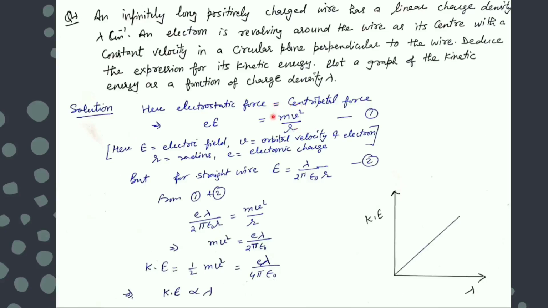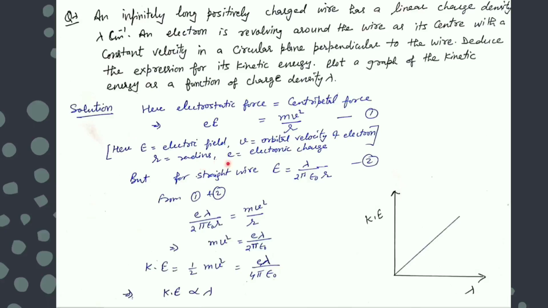The centripetal force, which you have done in class 11th, is given by mv square by r, and the value of force you can write as the charge into the electric field. So capital E here is the electric field, v we are assuming as the orbital velocity of the electron, r as the radius, and e is the electronic charge. For a straight wire, we have already derived the expression for the electric field. The magnitude is E equals lambda upon 2 pi epsilon naught r. So r is the distance, which is here taken as the radius.